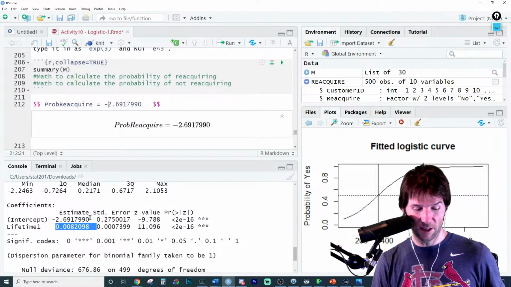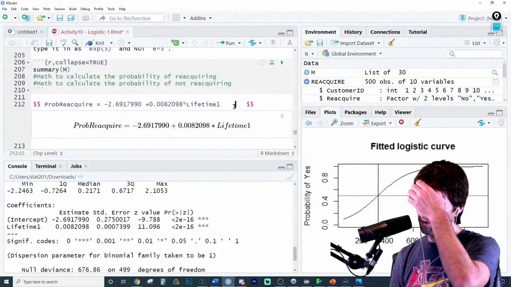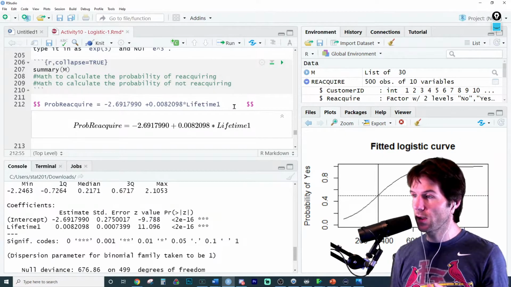Everyone gets so good at this, and they're like, no, don't change the rules. Plus this times this right here. Now, that's not what we're doing, though. I know I just wrote this out.